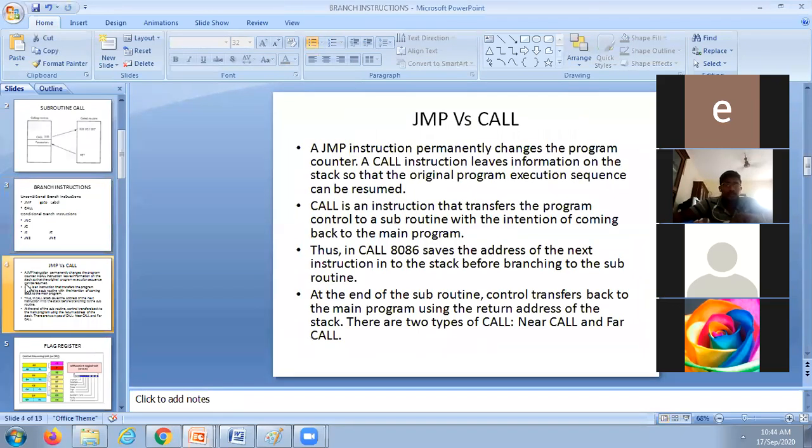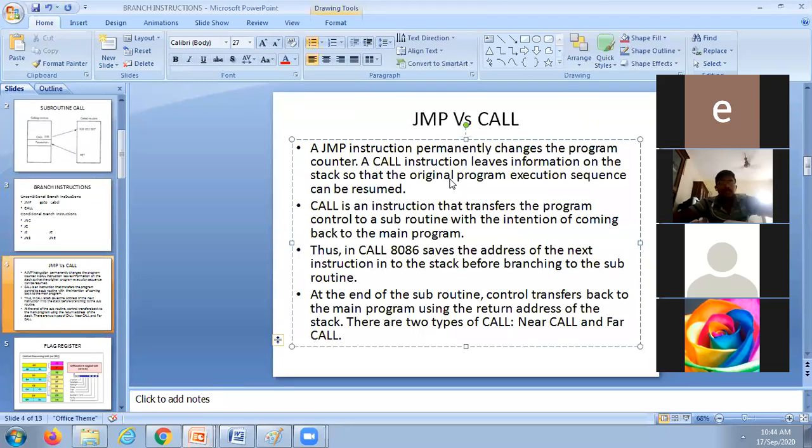If you want more, you can note down jump versus call. A jump instruction permanently changes the program counter. Why? Because the location ABC is fixed, so immediately the program counter is loaded with that and points to it. A call instruction leaves information on the stack so that the original program execution sequence can be resumed.